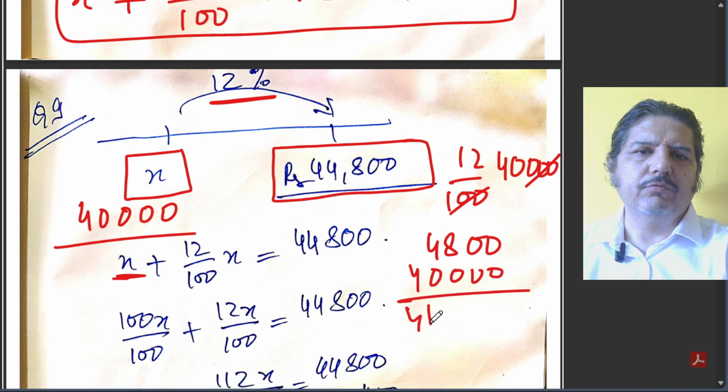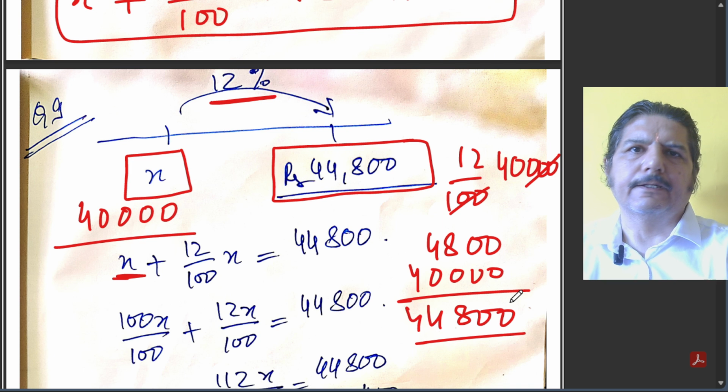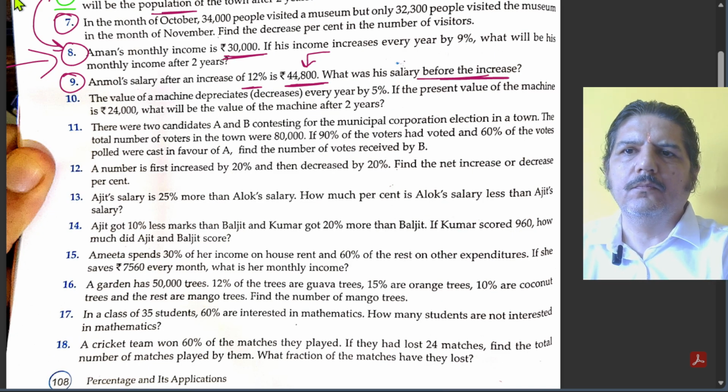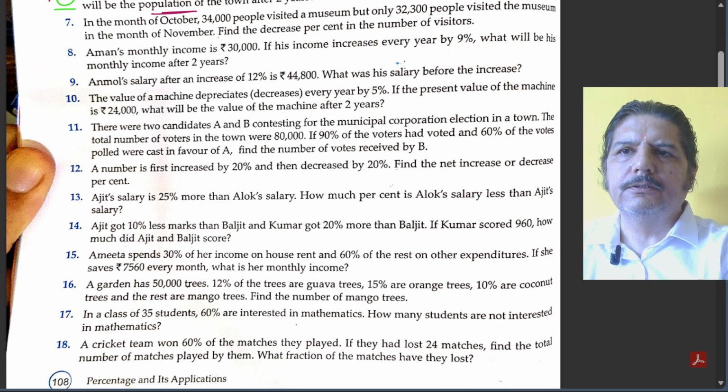My answer is 44,800. So my answer is correct. Let's move to the next question. Question number 10.